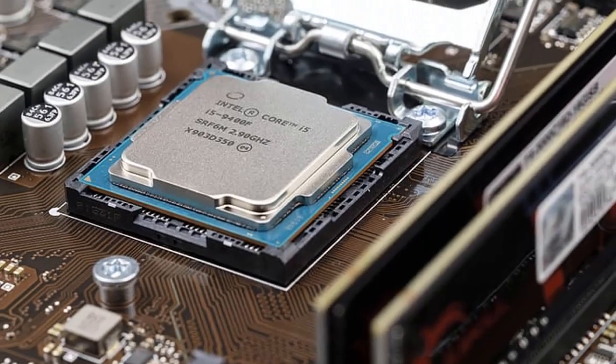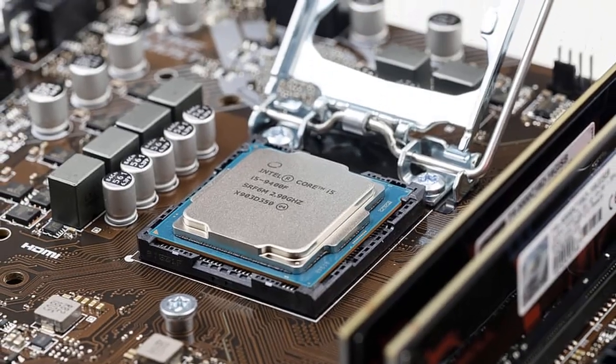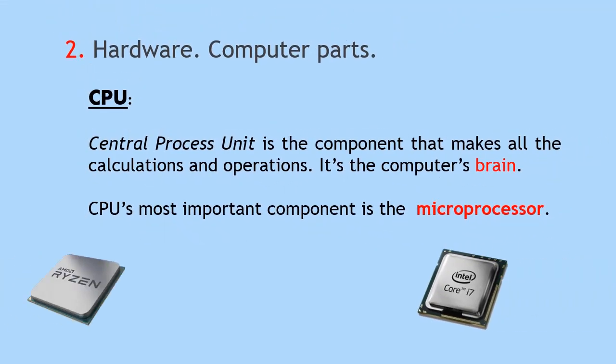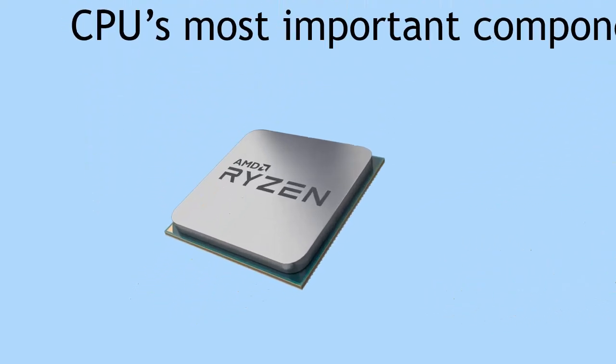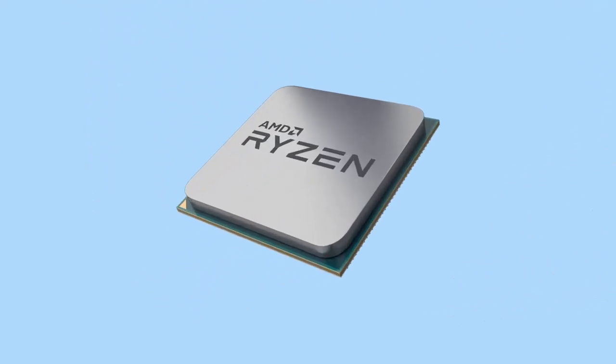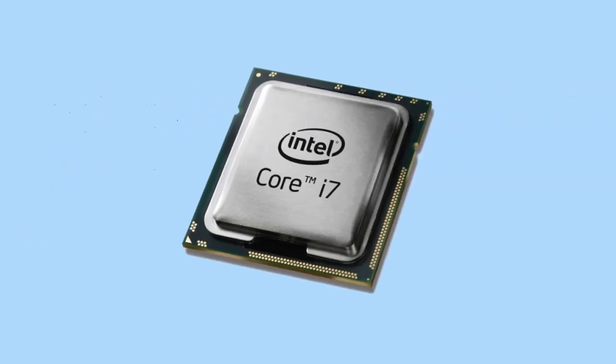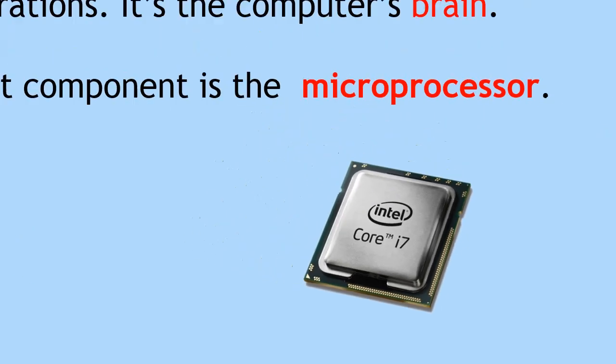The microprocessor is the most important part of your computer and also probably the most expensive. The two most famous companies that make microprocessors today are AMD and Intel. Maybe you have heard of them.